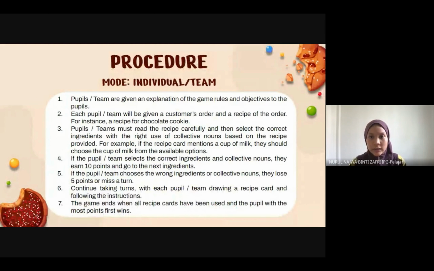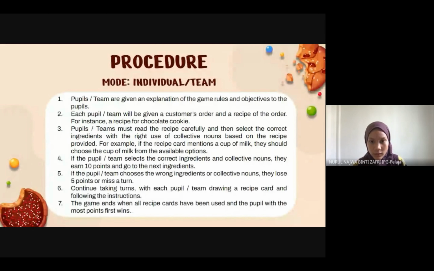So basically, this game, Bake It or Break It, involves two types, which is individuals and also teamwork. However, the procedure for individuals and also the teamwork are just the same. This game involves pupils or teams receiving customers' orders and corresponding recipes, such as one for chocolate cookies. Their task is to carefully read the recipe and choose the correct ingredients using appropriate collective nouns.